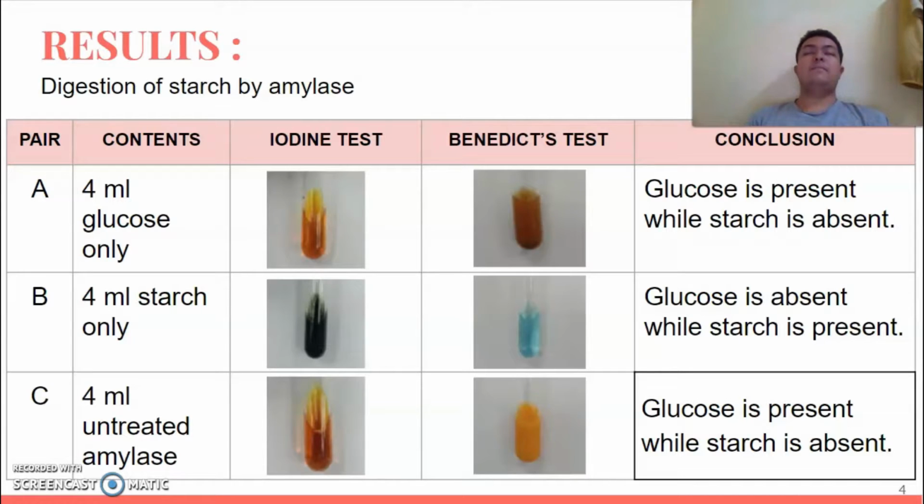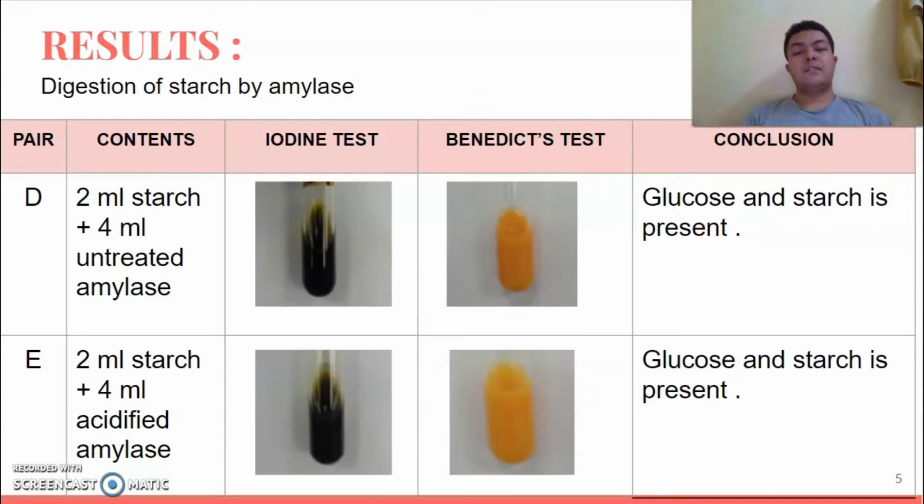In test tube pair C, 4 ml of untreated amylase is placed inside the test tube, and the iodine test shows no reaction while the Benedict test results in an orange-red precipitate. This shows that glucose is present while starch is absent. In test tube pair D, 2 ml of starch and 4 ml of untreated amylase is placed inside the test tube. The iodine turns blue-black while the Benedict test forms an orange-red precipitate. This shows that glucose and starch are both present.